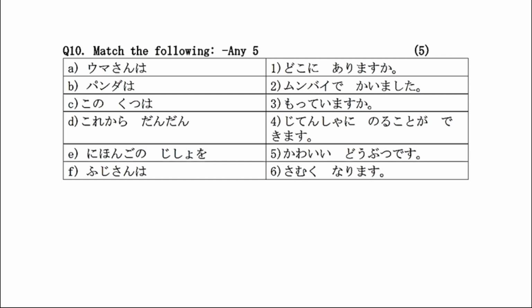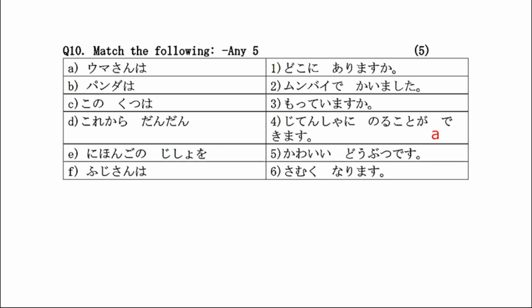Let us see the first sentence in the column on the left. A is Uma-san wa. The correct answer will be Jitensha ni noru koto ga dekimasu, which is in the fourth line in the column on the right. So let us write A next to this sentence.